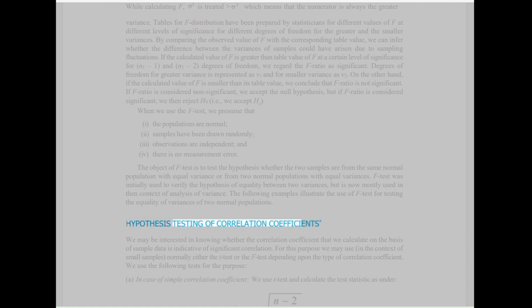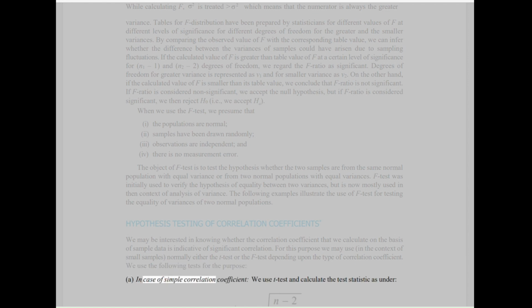Hypothesis testing of correlation coefficients. We may be interested in knowing whether the correlation coefficient that we calculate on the basis of sample data is indicative of significant correlation. For this purpose, we may use, in the context of small samples, normally either the t-test or the F-test depending upon the type of correlation coefficient. We use the following tests for the purpose.